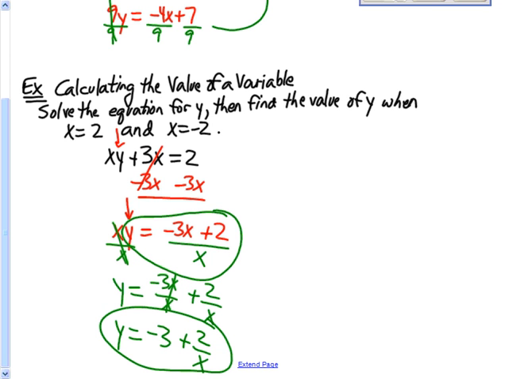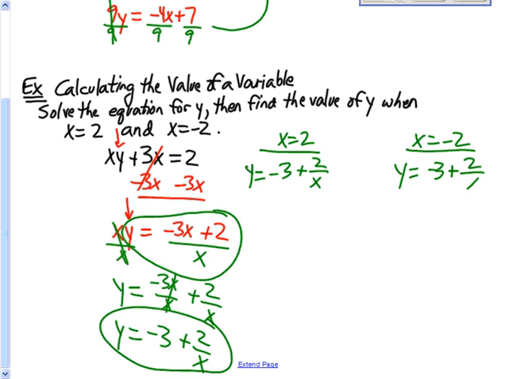Okay, now let's do it for x being 2. So y equals negative 3 plus 2 over x. And then we're going to do it for x being negative 2. y equals negative 3 plus 2 over x. That's a negative right there. All right, so negative 3 plus 2 over 2. Again, plugging in 2 for x. So negative 3 plus 1 is negative 2.